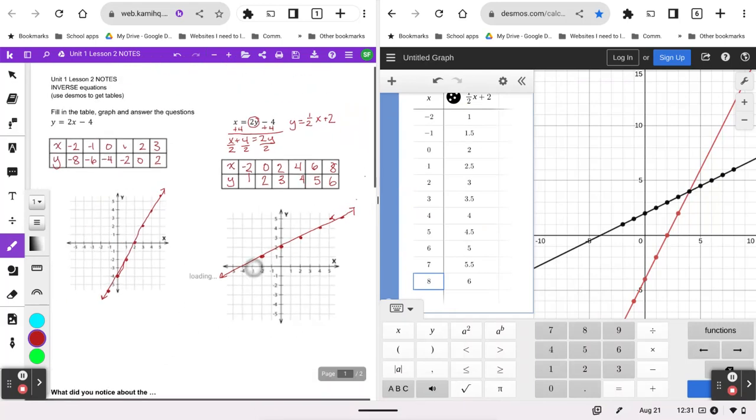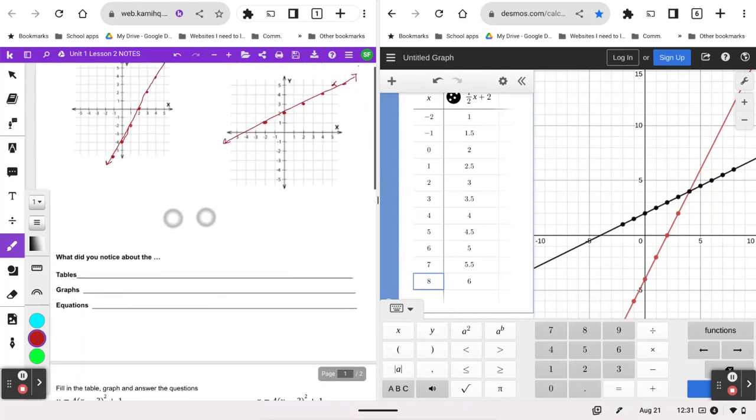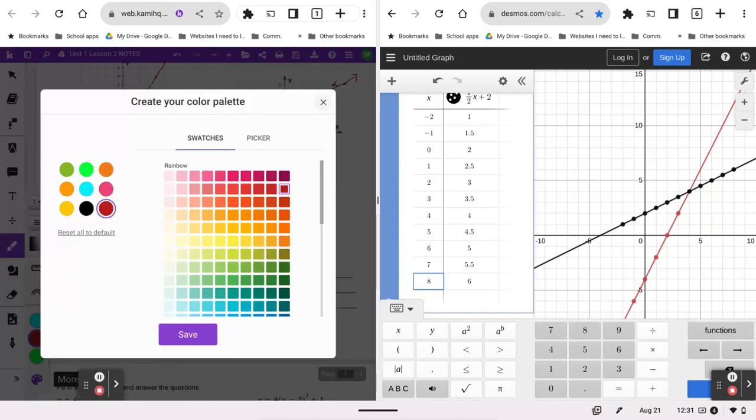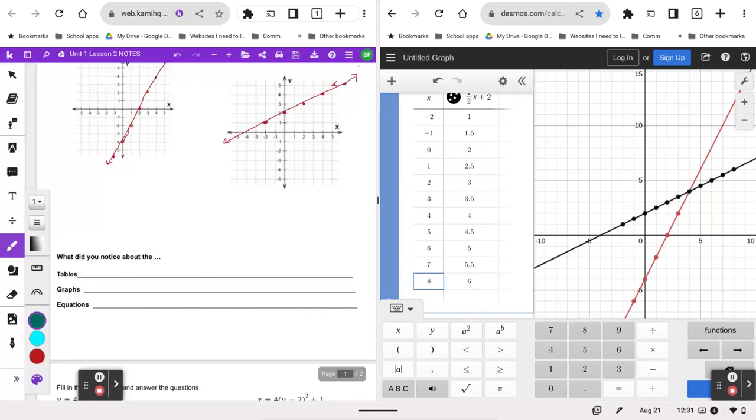Okay, and if we go down to our questions, what do we notice? What do we wonder? Let me change colors a little bit. If you notice the tables, our X and Y numbers are just switched. In other words, our inputs and outputs are reversed.